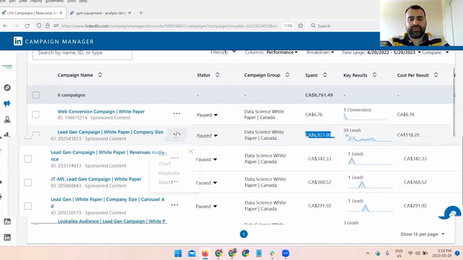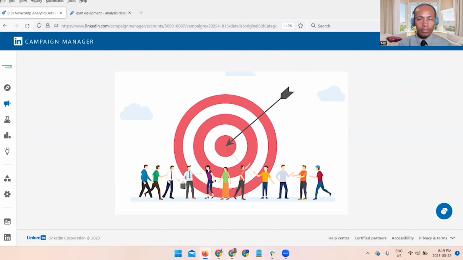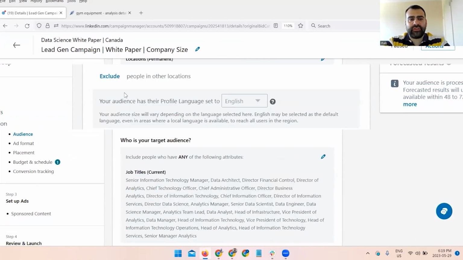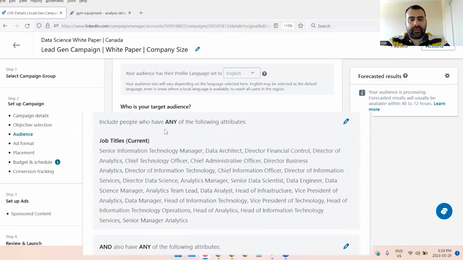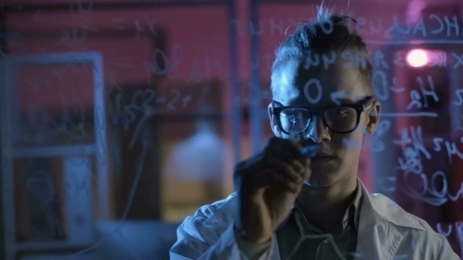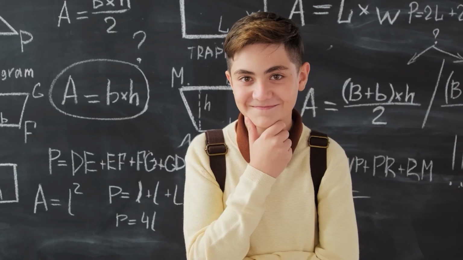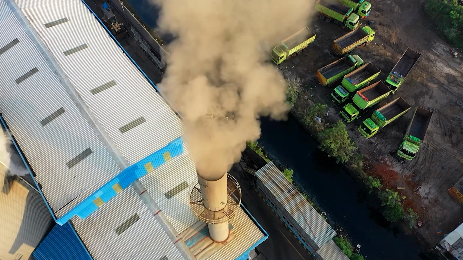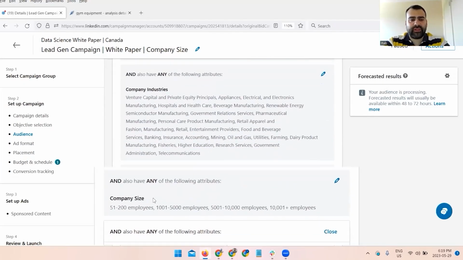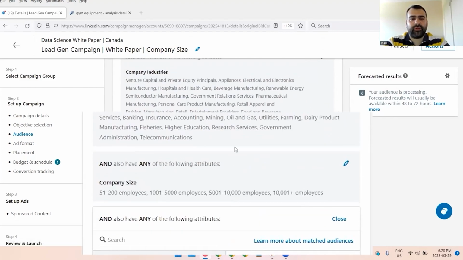Then we dived more into this one. If we check the targeting, here's how you can do some targeting, and the campaign worked based on the audience we chose. They were only targeting Canada, and then we had the job titles they wanted. They were targeting mostly data scientists, analysts, head of IT services. They also had some specific industries, so they were more flexible: telecom, venture capital, government, manufacturing, fashion. And for company size, they were targeting from 51 employees, so smaller ones, all up to enterprise-size companies. So here was all the targeting for them.